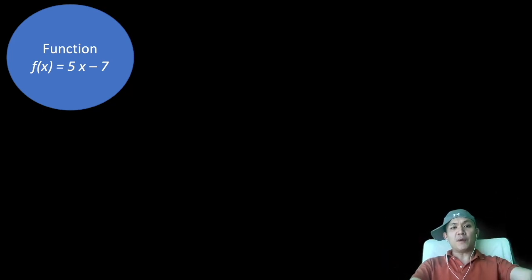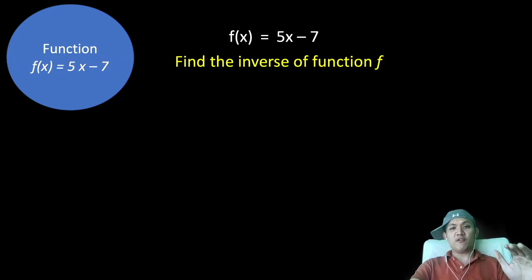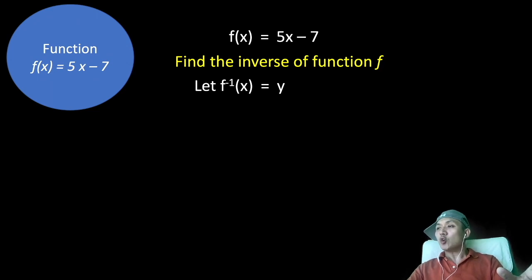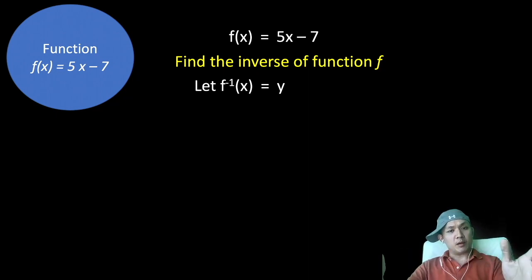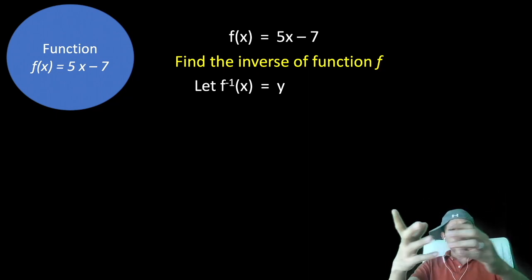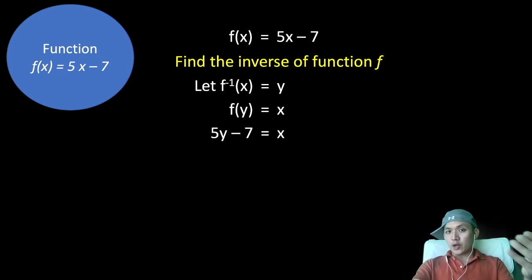Now we have a simple function, 5x minus 7, and we want to find the inverse function, which is f^-1. So the first step is always let your inverse be an algebraic letter. Whatever it is, a, b, c, d. Today I'll use a y. As we said just now, the x is mapped to a number, and the number is mapped towards the x in an inverse. So we switch it around: f(y) is your x. And also, we know f in terms of y is 5y minus 7.